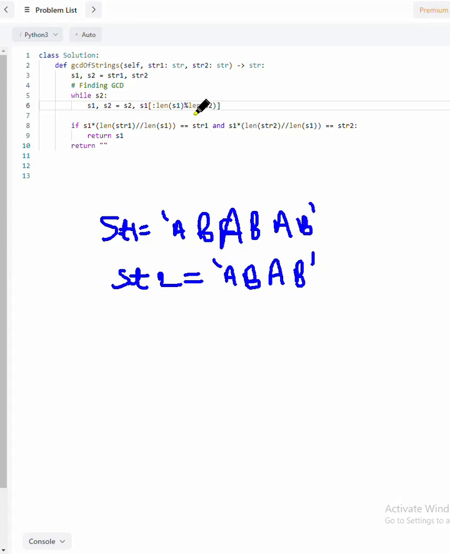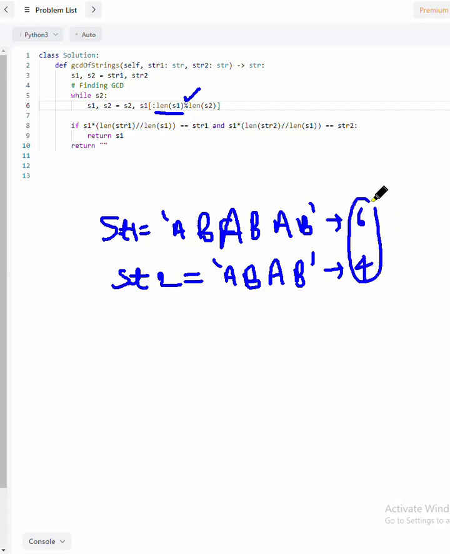Now see this. What is the length of S1? The length of S1 is 6. And the length of S2? This is str1, this is str2, and I am storing str1 into S1 and str2 into S2. Its length is 4. The length of S1 is 6 and the length of S2 is 4. Now I am doing the mod operation. Mod gives us the remainder. So 6 mod 4, what will be the result?